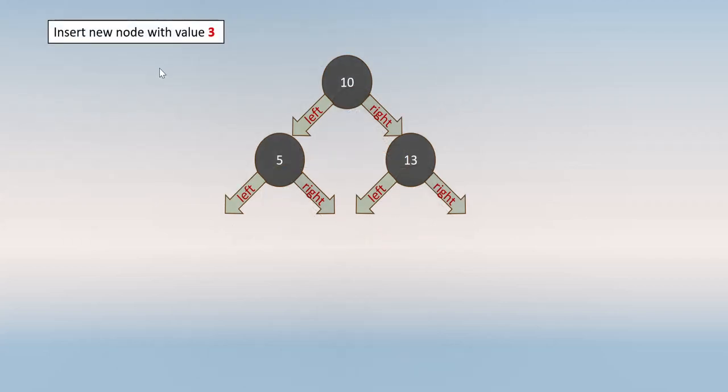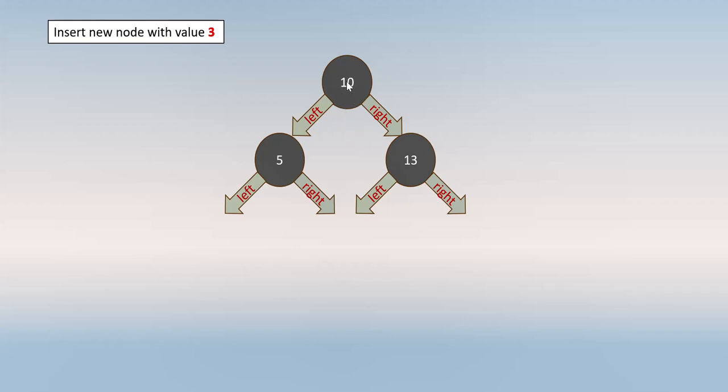Now let's say we want to insert a new node with value 3, we must follow those 3 conditions. First we will verify if this is a duplicate value or not. Currently we don't have any node with value 3, so it is a valid node and it can be inserted. Now we will compare the value with its parent node.